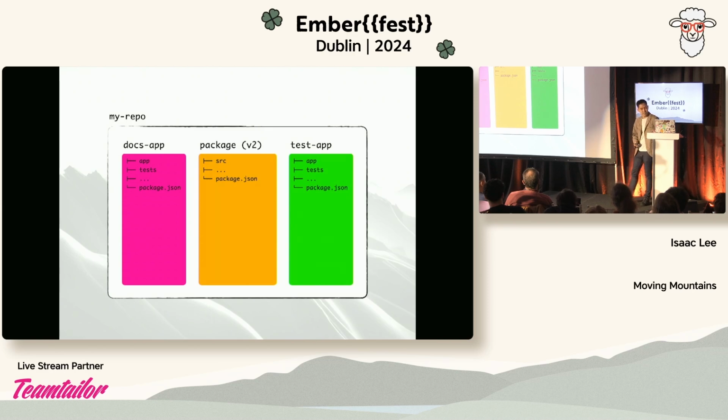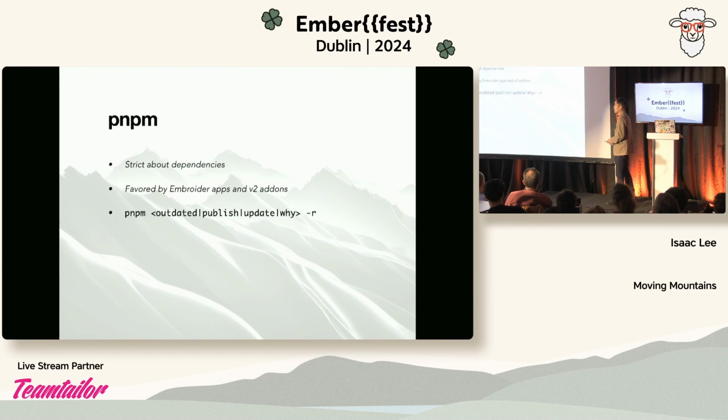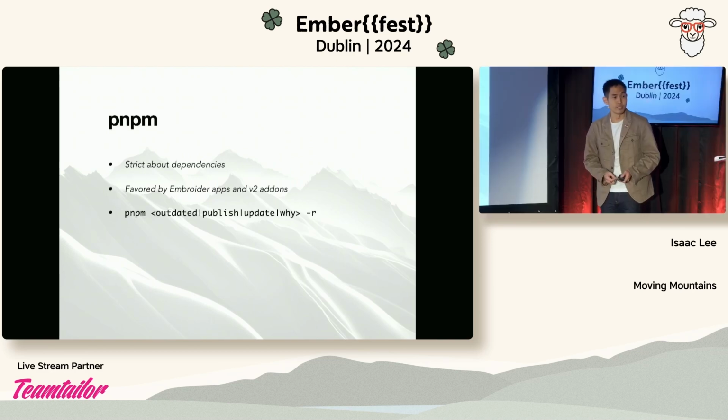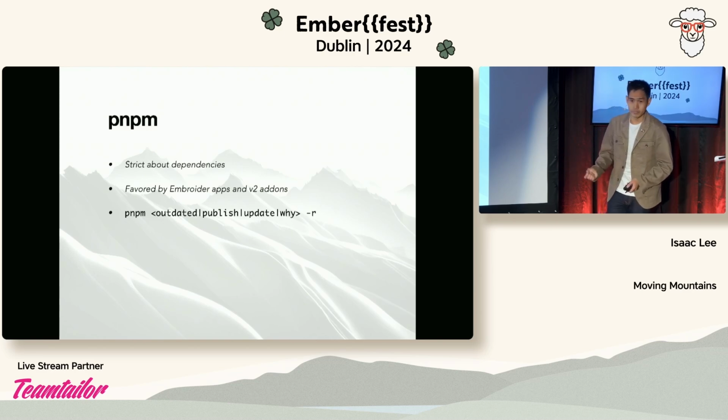So now you have a few choices when it comes to package manager. For this talk, I'll recommend PNPM because it's strict about dependencies. If an add-on is missing a dependency, you'll know right away from failing add-on, docs-app, or test app. I also like the flag -r, recursive, as someone who has to maintain many repos.